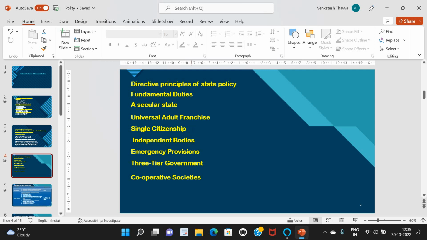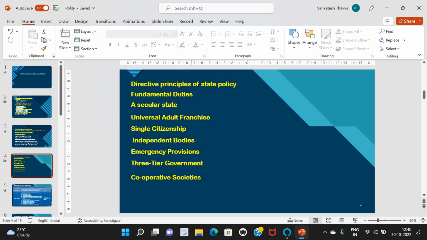Next feature is independent bodies. The Constitution provides independent bodies as the bulwarks of the democratic system. These are the Election Commission, Union Public Service Commission, Comptroller and Auditor General of India, and State Public Service Commission.